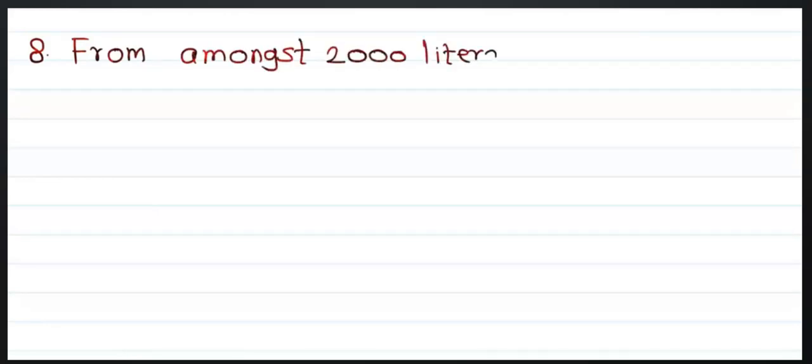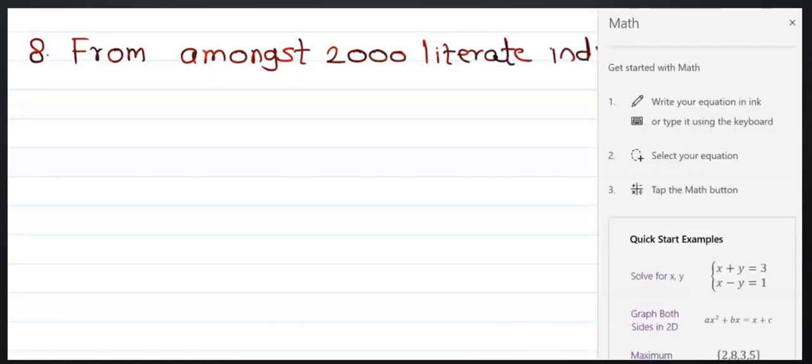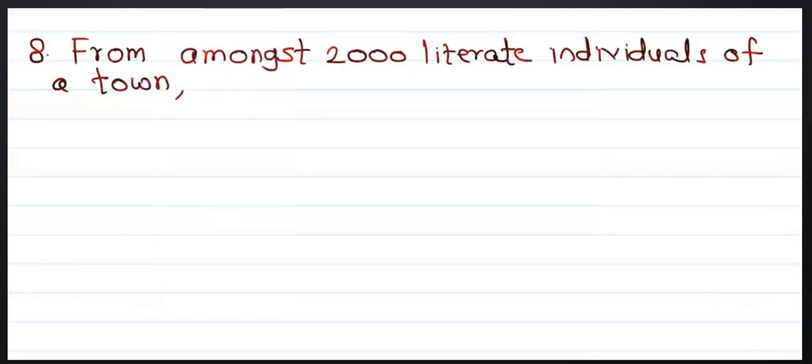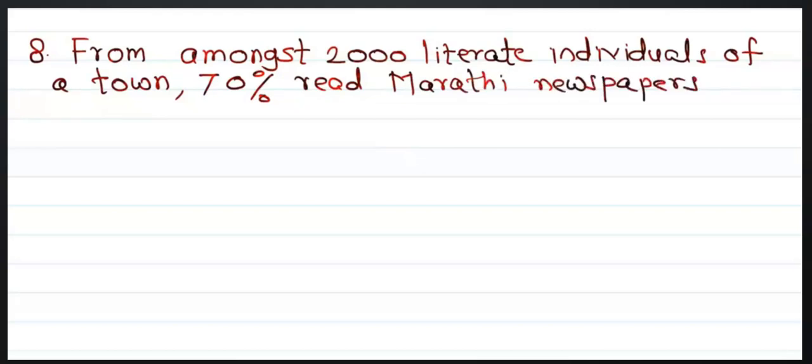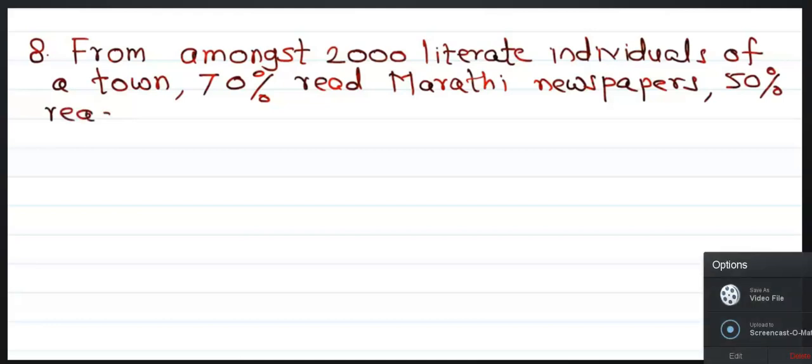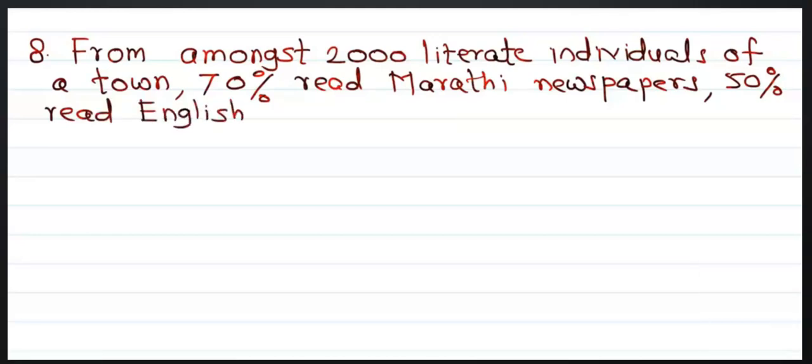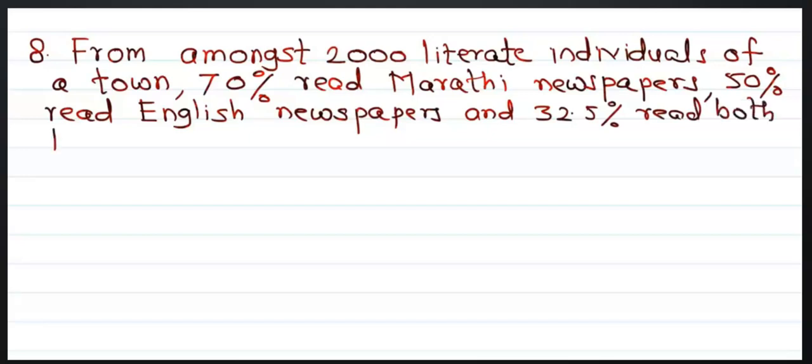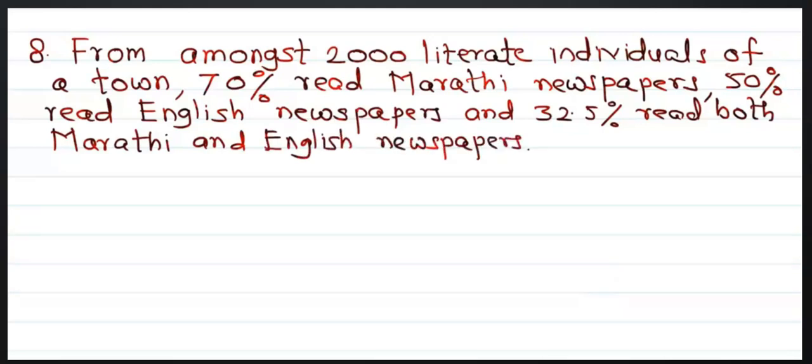Now the question number 8. From amongst 2000 literate individuals of a town, 70% read Marathi newspaper, 50% read English newspaper, and 32.5% read both Marathi and English newspaper.